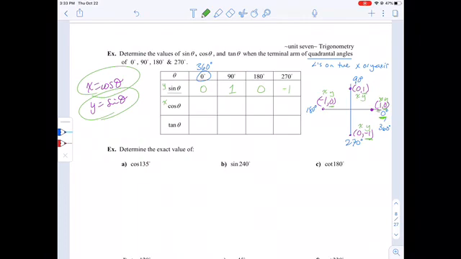The cosine would be my x value. My x value at 0 would be 1. My x value at 90 would be 0. My x value at 180 would be negative 1, and my x value at 270 would be 0.